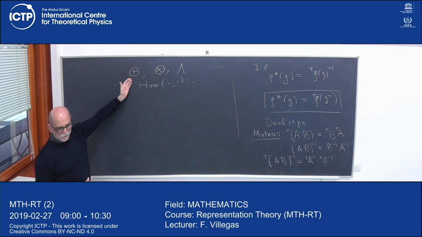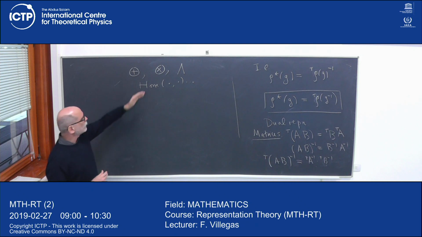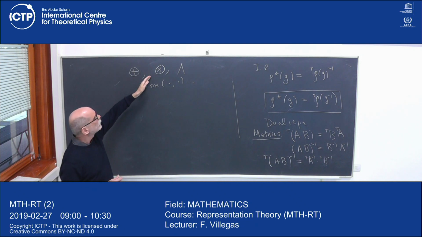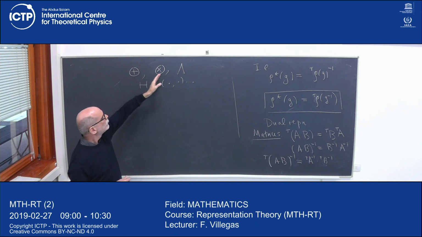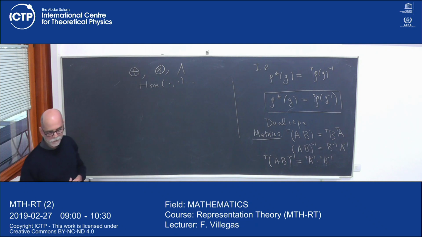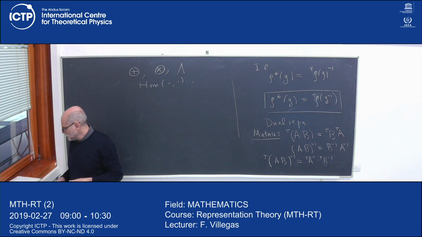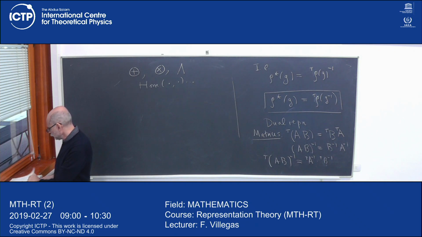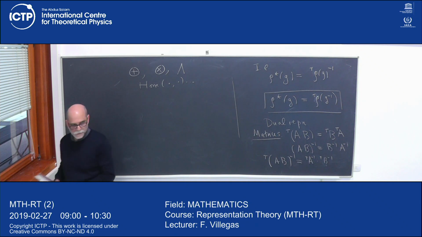So the direct sum of representations we already kind of implicitly used. You just act on each summand. The tensor product will also give rise to tensor products of representations. The wedge products and homomorphisms between representations will also be representations. And all of these constructions will be needed to get the theory going. All right, so that's what we'll do on Wednesday and on Friday.